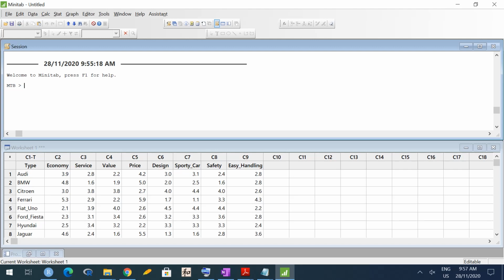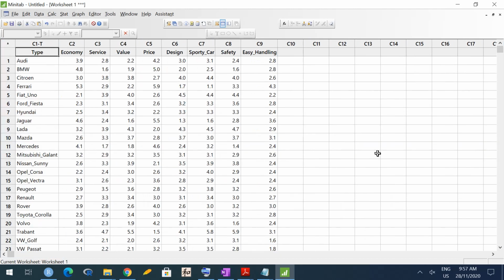Hello everyone. So today we'll be seeing implementation of cluster analysis using Minitab. We'll consider this data set on cars, different cars. These are the variables or the characteristics which have been recorded for each car: economy, service, value, price, design, sportiness, safety, and whether it is easy to handle this car.